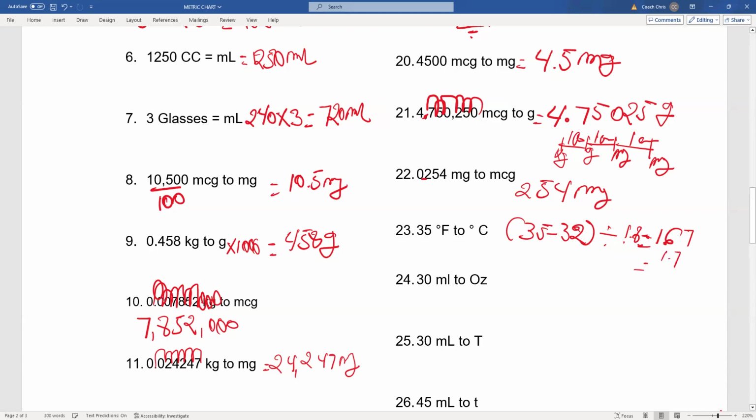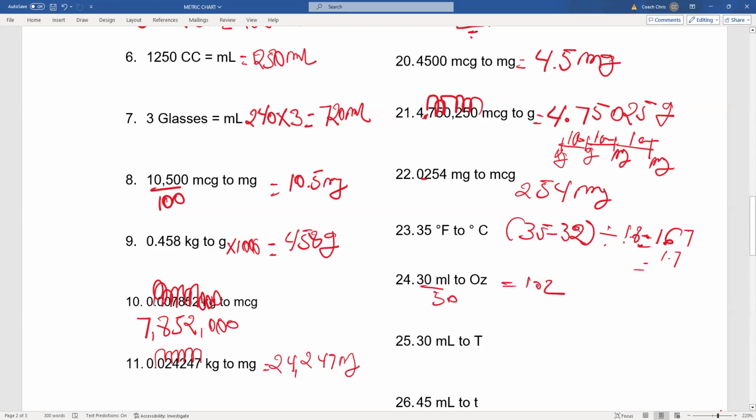All right? Milliliter to ounce. I told you, when you go from a milliliter back to wherever it is, you have to divide. So I know 1 ounce equals 30 milliliters. To go from milliliter to ounce, I'm going to divide this by 30. So you know that equals 1 ounce.